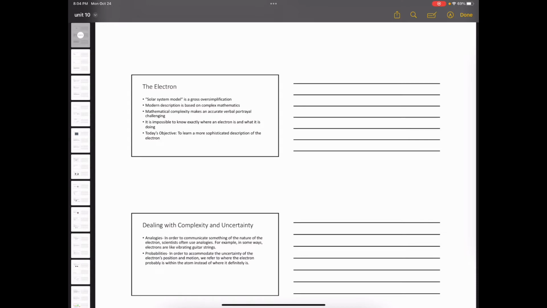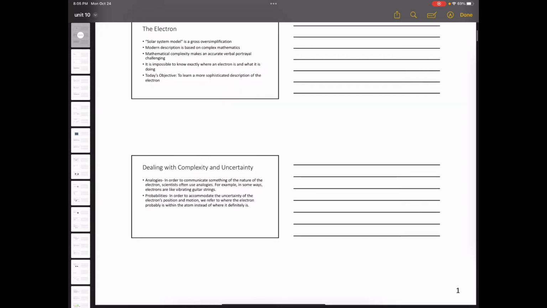We will find out, for example, that it is impossible to know exactly where the electron is, or what the electron is doing. And that's for a few reasons that I will go over in a second.